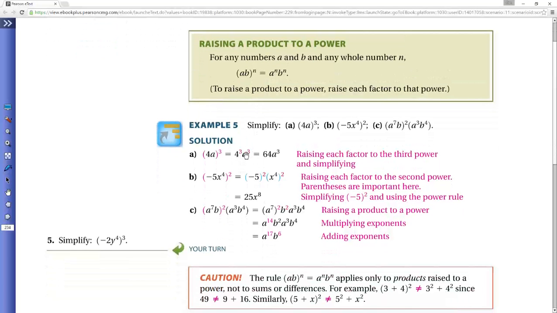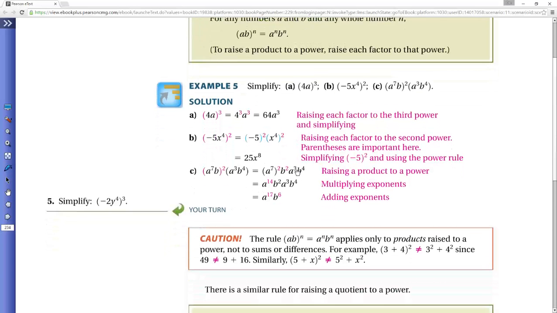Here's an example. If I have 4a to the 3rd power, that's the same as 4 to the 3rd power, a to the 3rd power. Or if I actually did that, 4 to the 3rd power is 64, times a cubed, or a to the 3rd power. And so on. They show you different examples here. You should check them out.